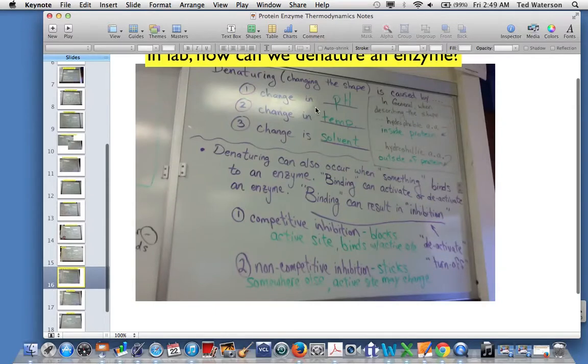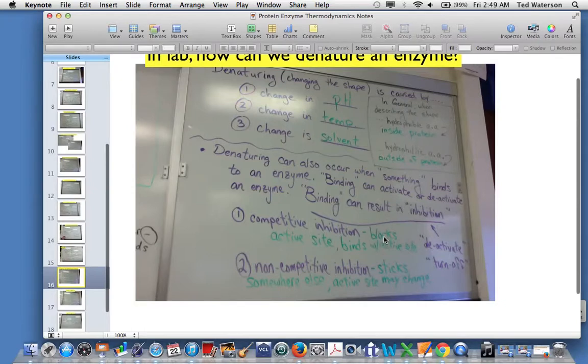How can you denature? Think of our lab. Change the pH, change the temp. We could have dumped salt in there. Dumping a bunch of different salts would have affected it as well. And if you think of it, if you change the environment the protein is floating in, you can change the shape because the hydrophilic and hydrophobic amino acids will respond differently.